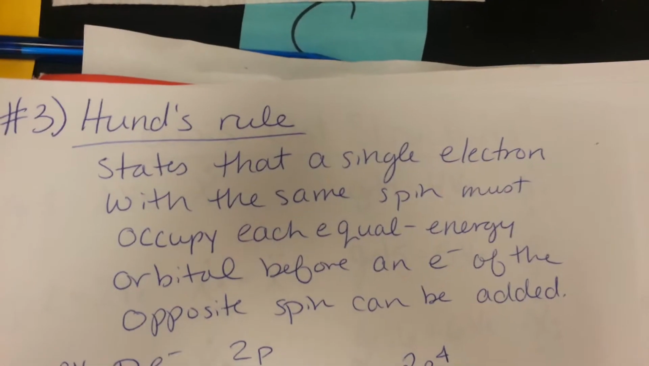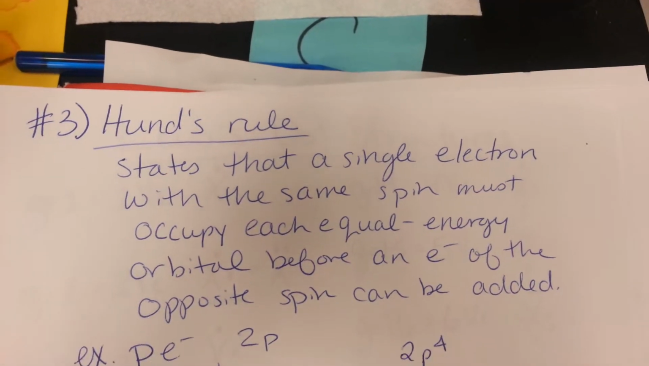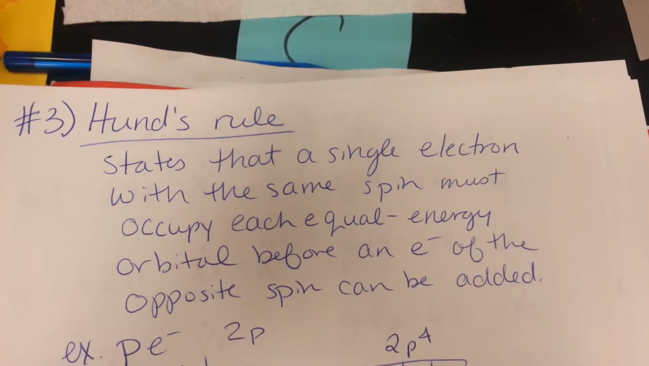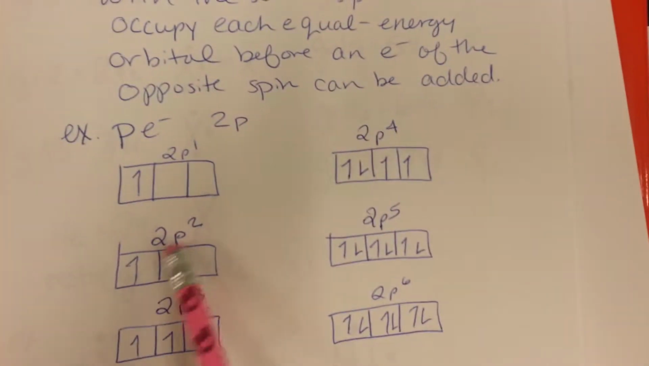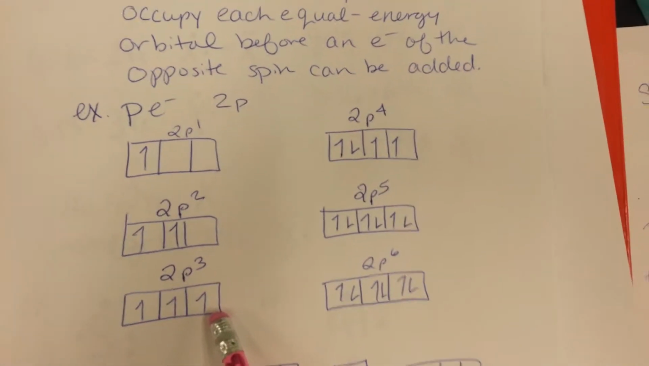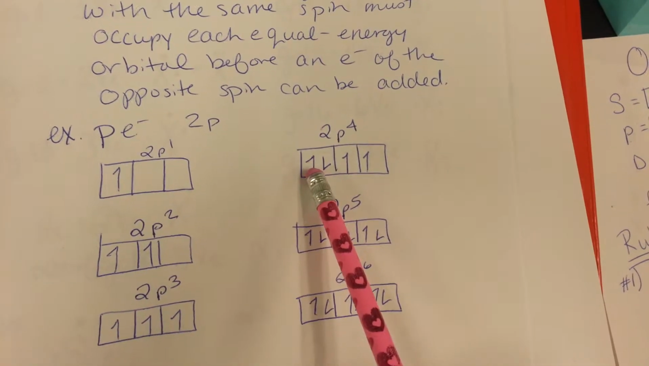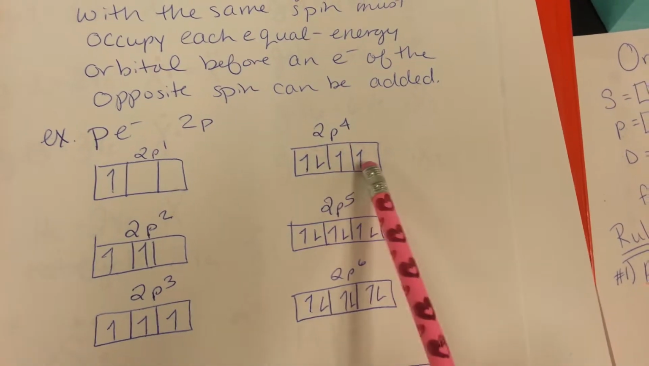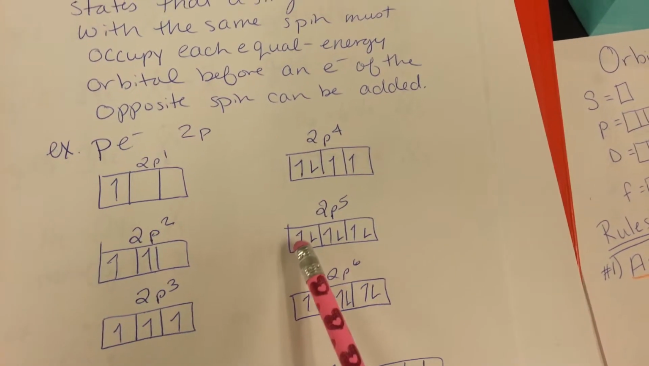Now, third rule, Hund's rule. It states that a single electron with the same spin must occupy each equal energy orbital before an electron of the opposite spin can be added. So if we look at our 2p example, if we have 2p1, just 1; 2p2, 1, 2; 2p3, 1, 2, 3, it has to be spread out. 2p4 is where you can first get 2 in the first box, and then these would be called unpaired.